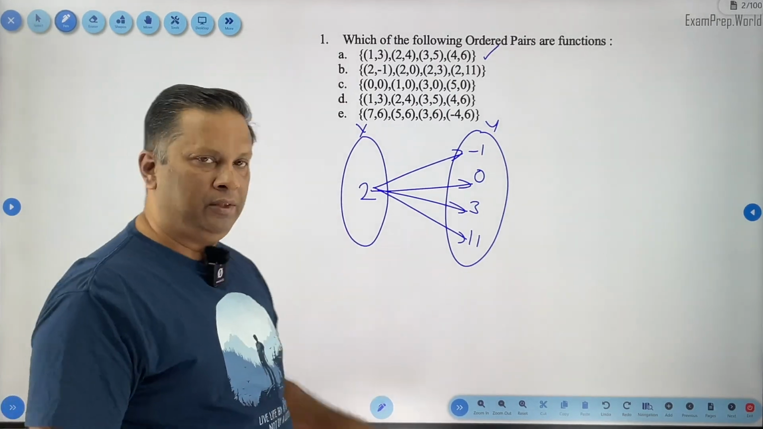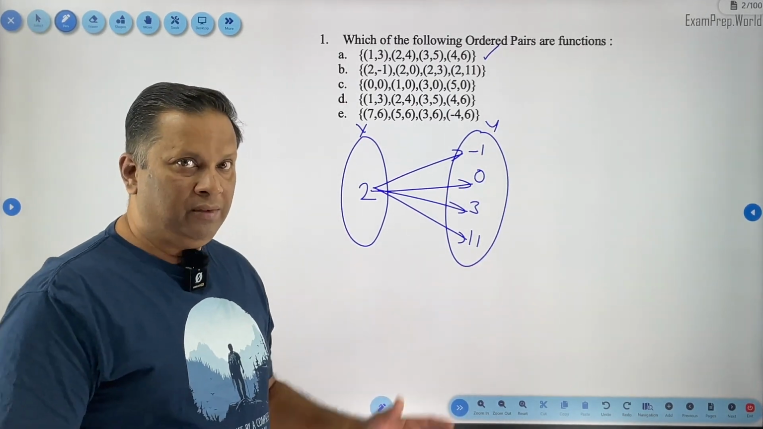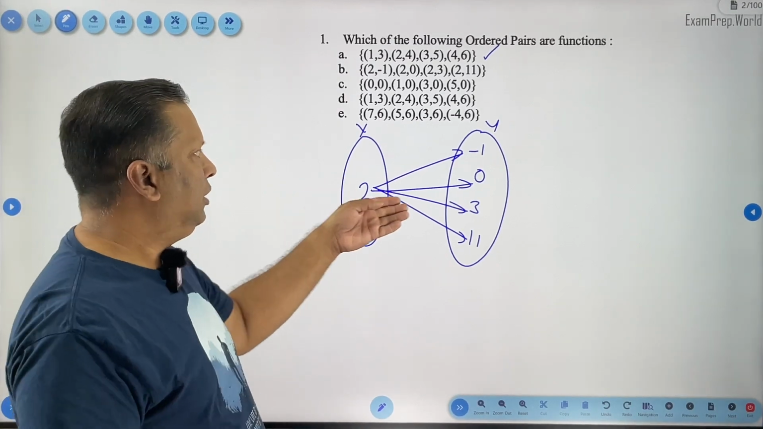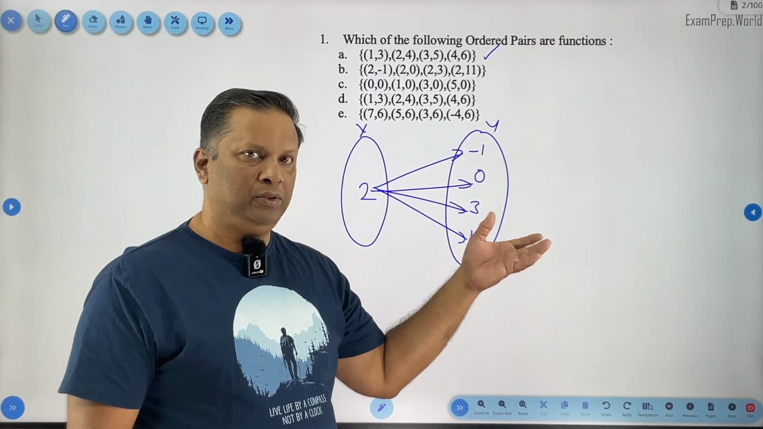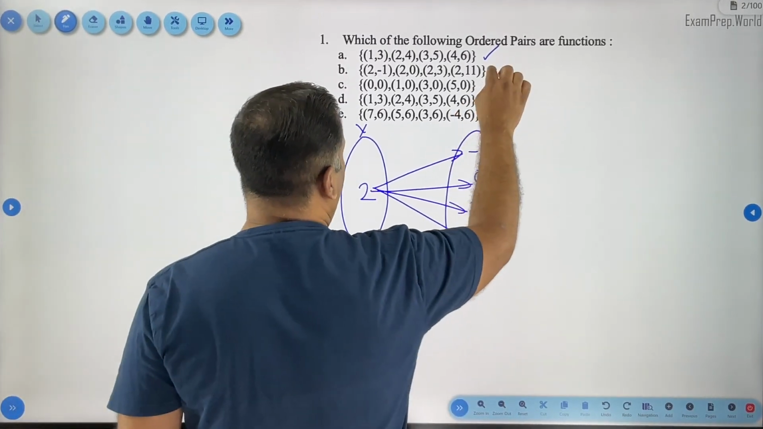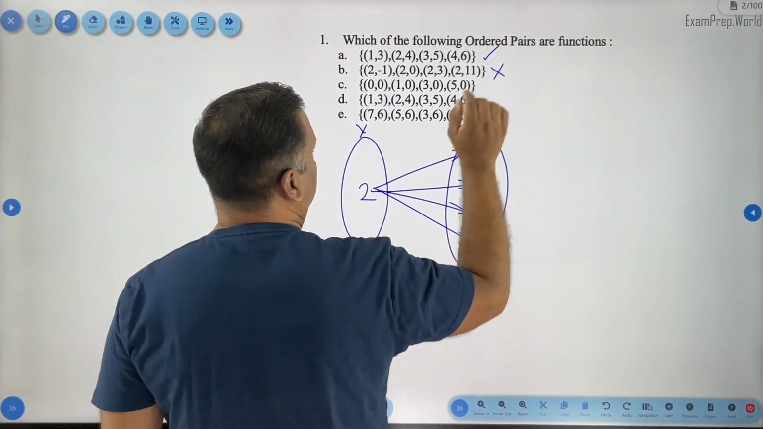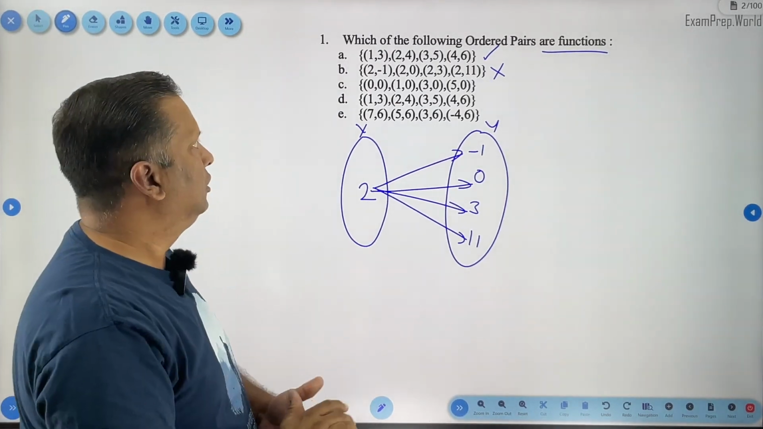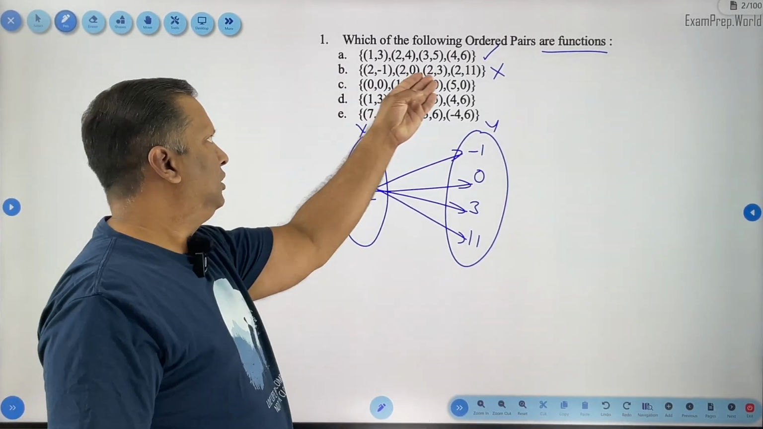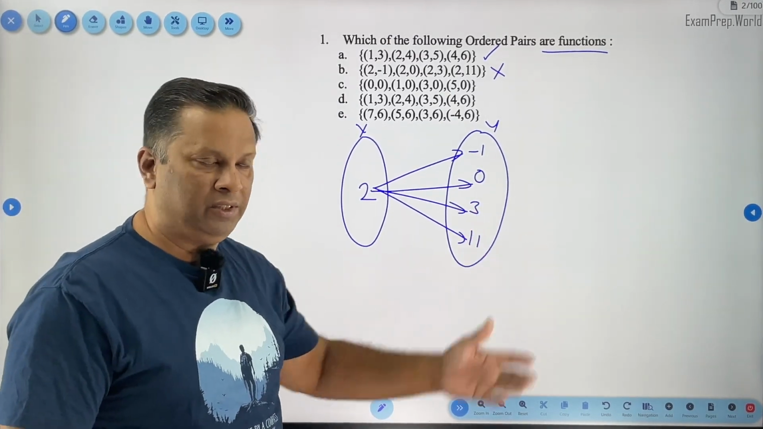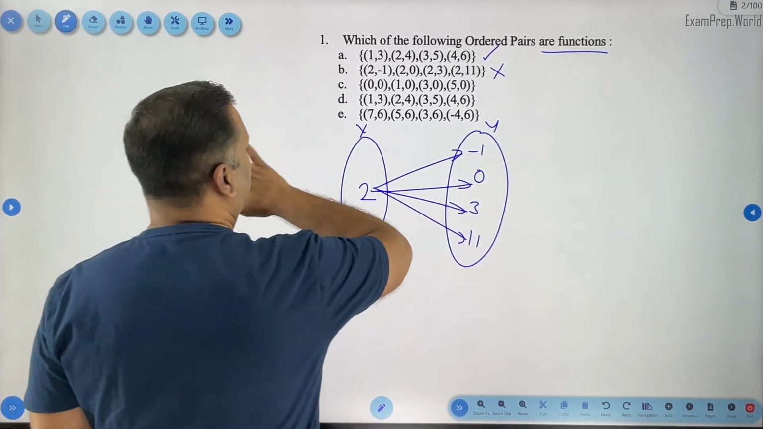This is one to many. This kind of relation is not a function. Okay. One to many cannot be a function because one element can't have two y values, right? Such a relation is not called a function. So this is not a function. It's definitely a relation but not a function, because they are asking which ordered pairs are functions. So if somebody asks what is this kind of ordered pair, you say it is a relation but it's not a function.